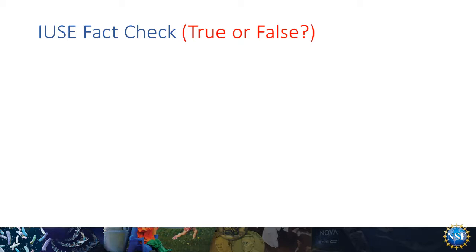Okay, so we have a little quiz for you. Now is the time to check what you know about the IUSE program. So the answers to these will be true or false. The first question: all proposals must have a research component.